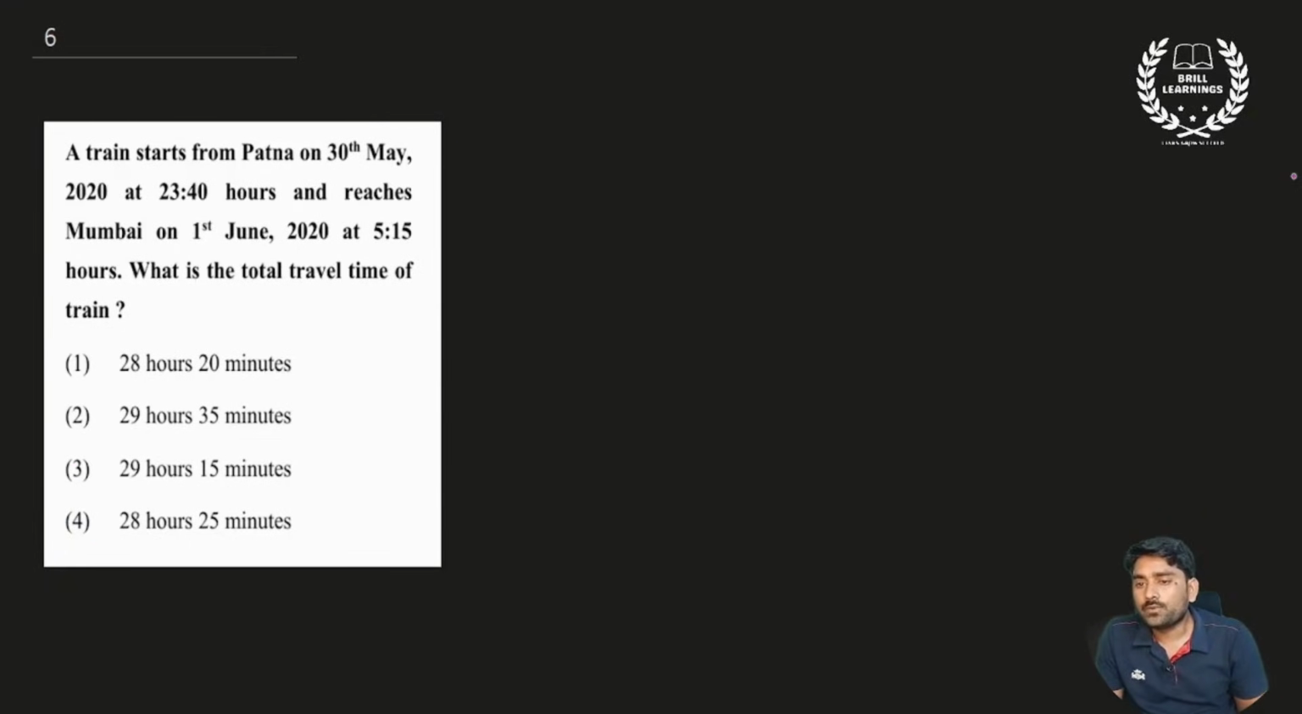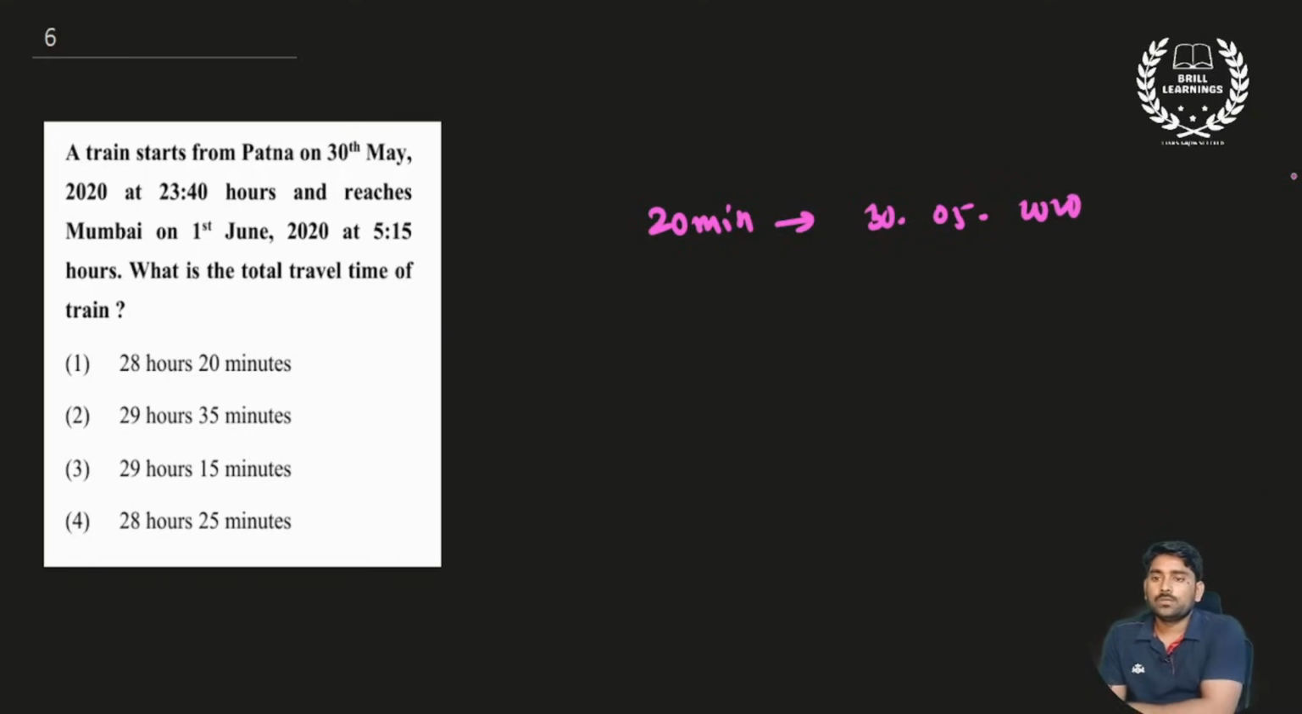A train starts from Patna on 30th May 2020 at 23:40. It is a railway time. So 23:40 means 11:40 p.m. So we have 20 minutes on 30th May 2020. It reaches Mumbai on 1st June. In between we have 1 day, right? So 24 hours 00 minutes.